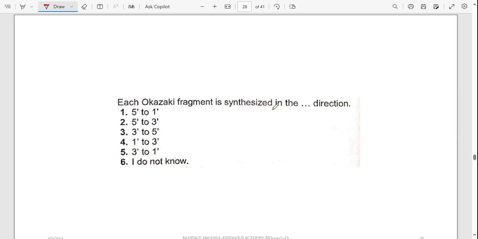Each Okazaki fragment is synthesized in the, remember, each is going to be synthesized because Okazaki fragments are made by DNA polymerase. DNA polymerase can only synthesize in the 5 prime to 3 prime direction, right? Okay.